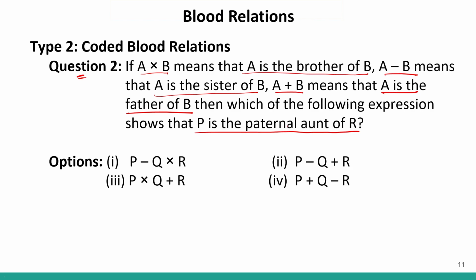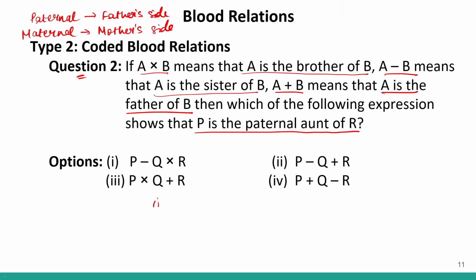Paternal aunt means father's sibling. Paternal means father's side, and maternal means mother's side. Okay? Now let us solve this.